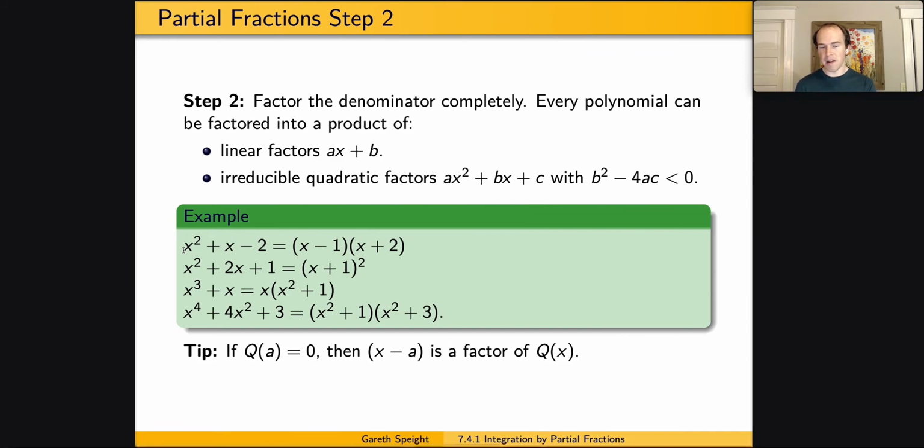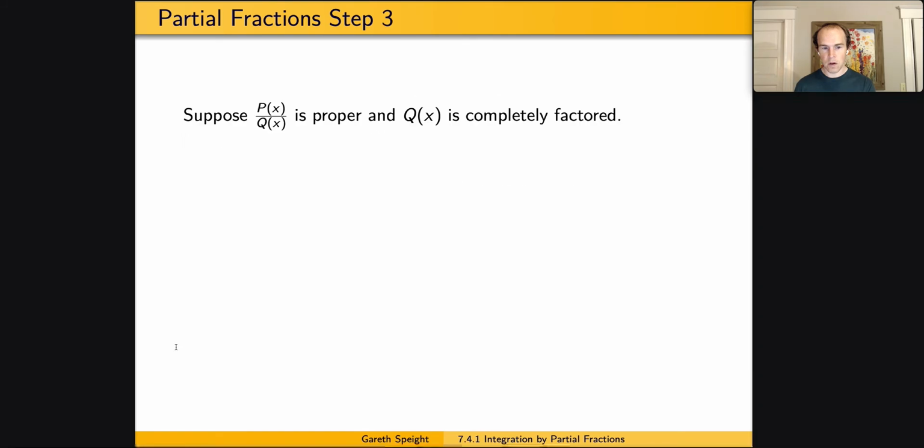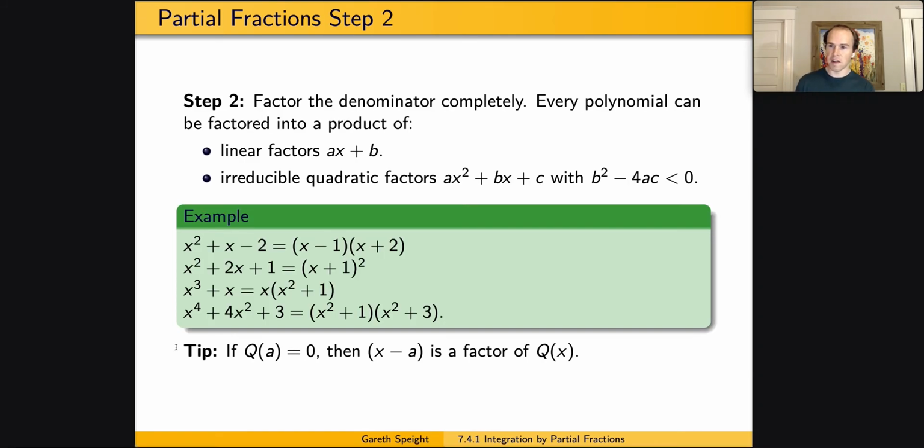Or if you plug in minus 2, we get 4 minus 2 minus 2, we get 0. So x minus minus 2, or x plus 2, has to be a factor. So if you're stuck and trying to find factors, you could plug in some values. Typically I would pick whole numbers close to 0 on either side, otherwise it's going to get way too complicated. But that's one thing you can try if you're having trouble finding the linear factors. Okay, so this was step 2, just to summarize. Step 2, look at the bottom, and factor it as much as you can into irreducible quadratic factors and linear factors.